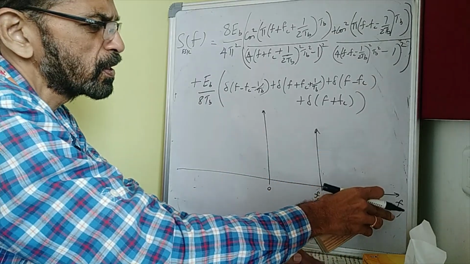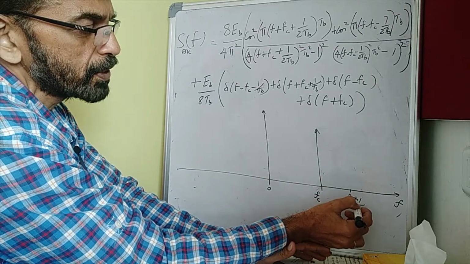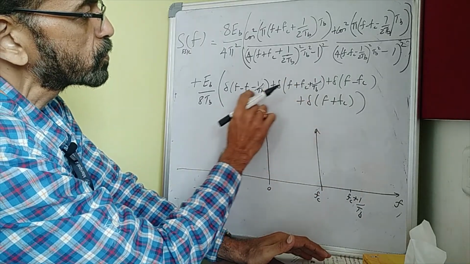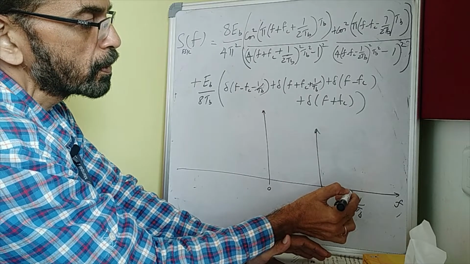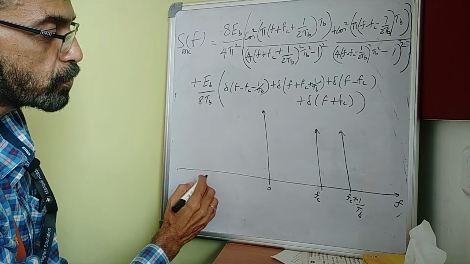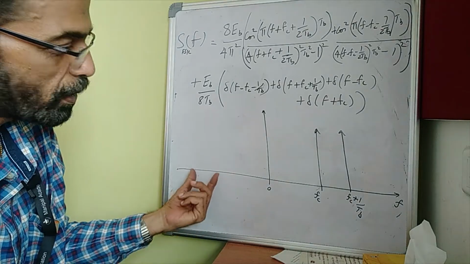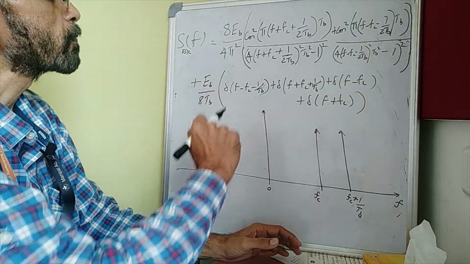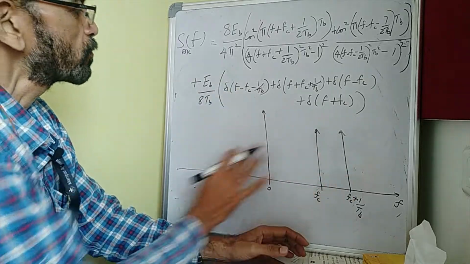That will be Fc plus 1 by TB, because delta F we have taken as 1 by TB. So Fc plus 1 by TB will be this. This is at Fc plus 1 by TB, equal strength. Don't worry about the magnitude scales. And then of course we'll have minus Fc and minus Fc minus 1 by TB. I will not replicate it here. You have to do it if you're noting it down. And then so this is taken care of, one side of it.